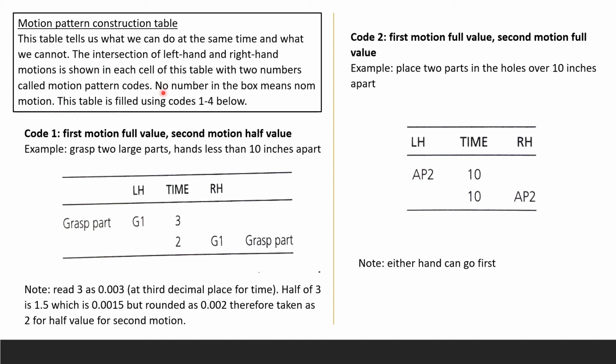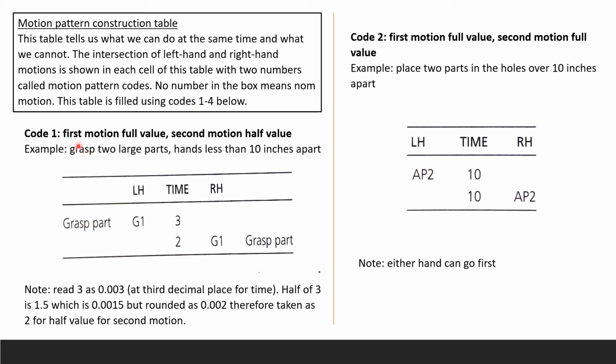So the motion pattern construction table is telling us what we can do at the same time and what we cannot. So the intersection of left hand and right hand motion is shown in each cell of this table with 2 numbers, and we call these numbers motion pattern codes. So no number in the box means no motion, okay? And this table here, I have a typo right there. So this table is filled using code 1 all the way to 4.